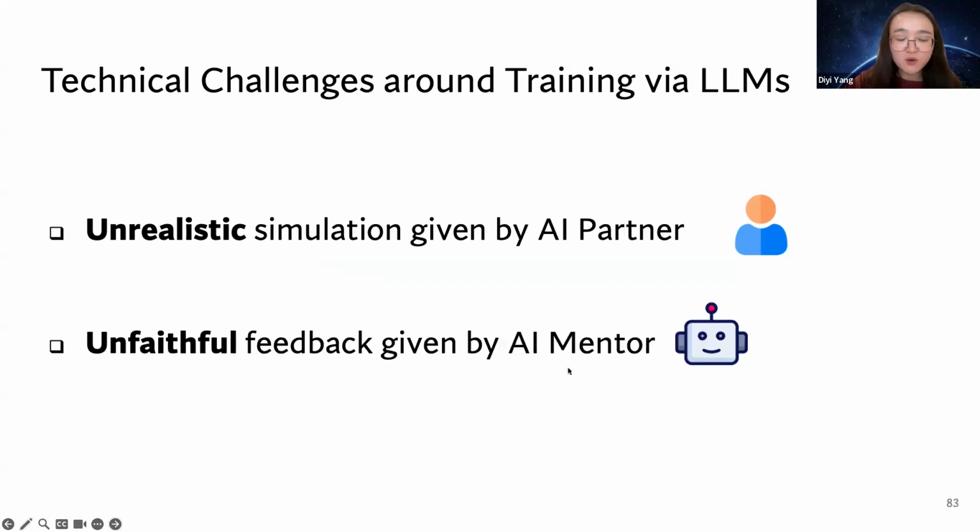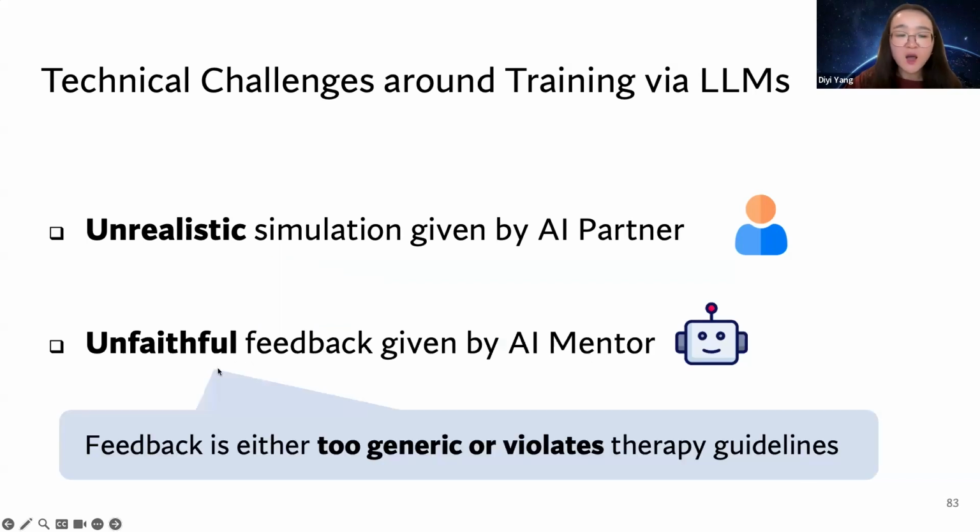On the other side, if you look at the AI mentor, we also found that they may produce very generic feedback. Those feedbacks are not very faithful to the given input. And sometimes they violate therapy guidelines, because large language models are trained to be helpful to solve problems, while in the context of therapy, the goal is to be there and listen.